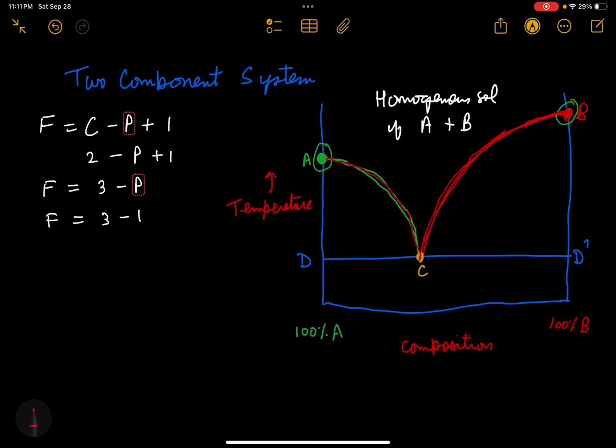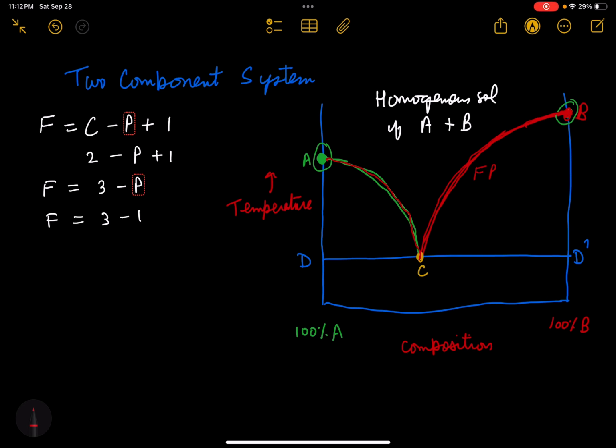On curve AC, solid A is in equilibrium with the solution of A and B. In the area above ACB, the system exists as a homogeneous solution of components A and B. Along the curve AC, solid A is in equilibrium with the homogeneous solution of A and B, while along curve BC, B is in equilibrium with the liquid solution of A and B. Curve BC represents the freezing point curve of component B, and likewise curve AC represents the freezing point curve of component A.